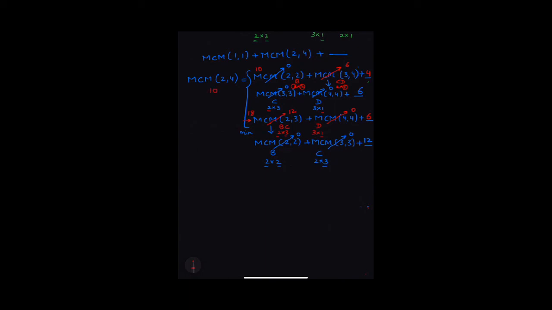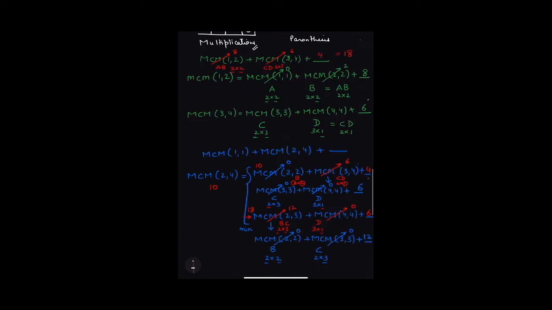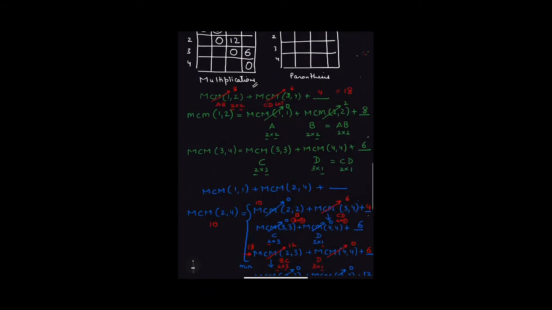So the value of 2 comma 4 will be equal to 10. Let us fill our values into the table above. Over here you can see that I have found the value of 2 comma 3 as 12. I already have this value, so I could have straight away used it instead of calculating it again.